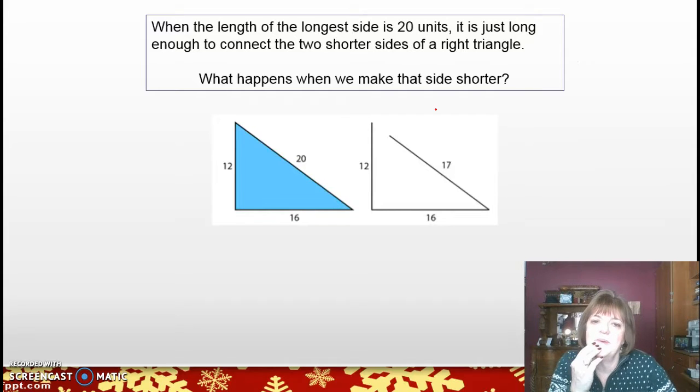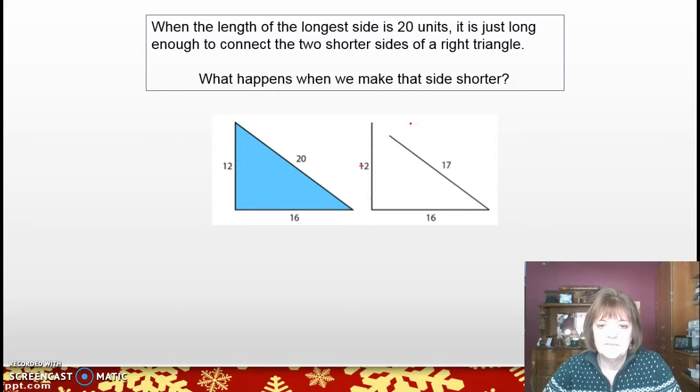Okay, so what happens when one of the sides is made shorter? The hypotenuse, for instance. What happens if we do that? So here's a right triangle, 12, 20, 16. 12 and 16 we've kept, and we've made the 17 shorter. What happens? What kind of a triangle are we going to end up with if all three sides actually touch?